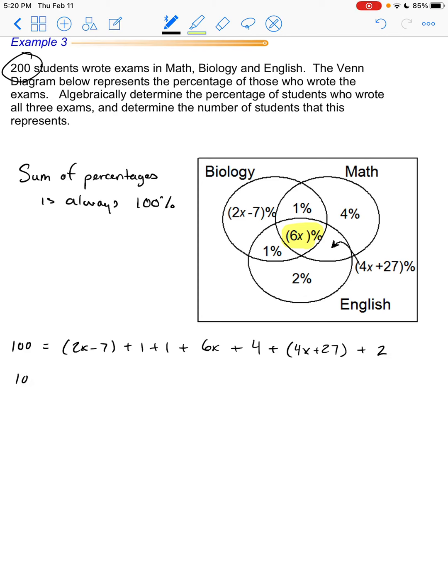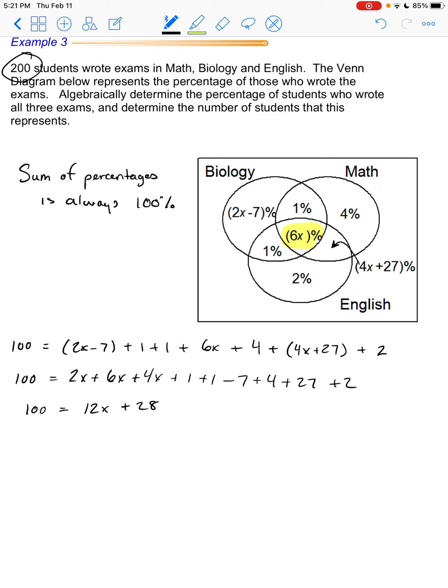So I'll do this one in a couple more steps just so we can see all of our like terms grouped up. So we have 2x plus 6x plus 4x, and then we have plus 1 minus 7 plus 4 plus 27 plus 2. And when we get all those, it's 100 is equal to 12x plus 28.